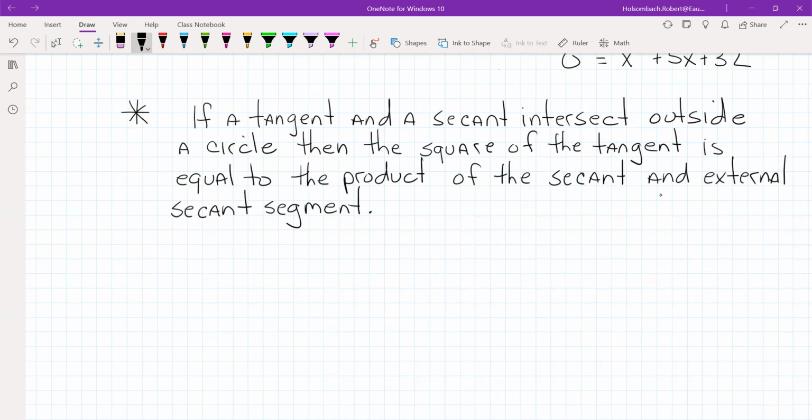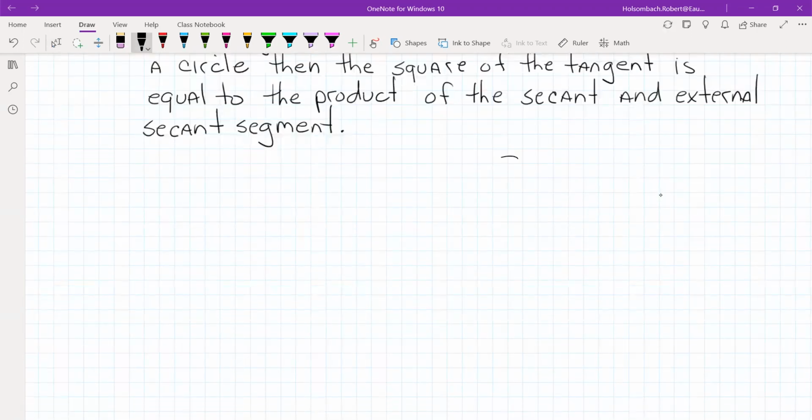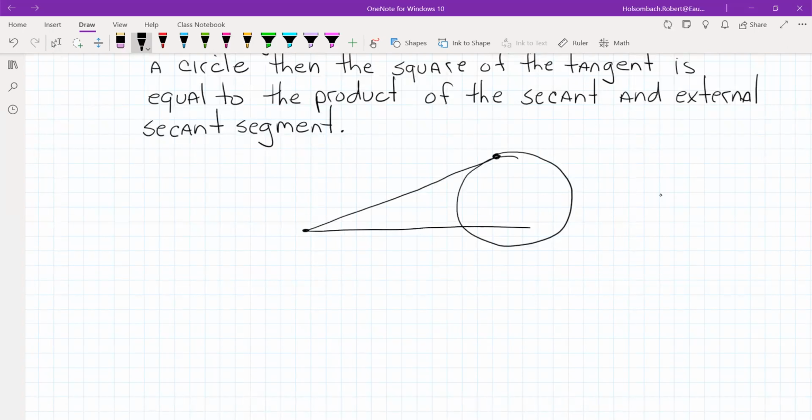And again, the picture is going to make more sense. So here's a circle. Here's a tangent. And here's a secant. And if I label these, I'm going to label them A, B, C, and D.